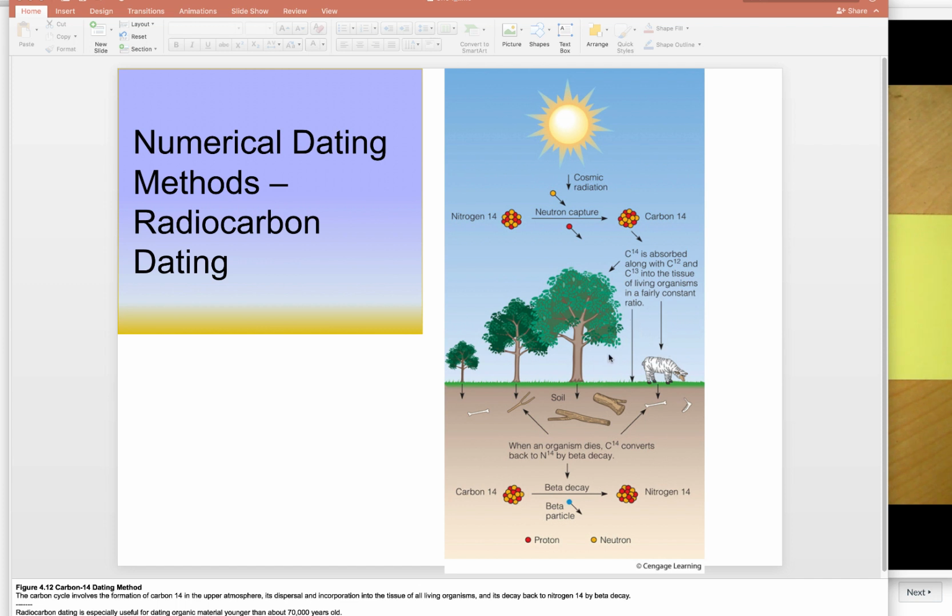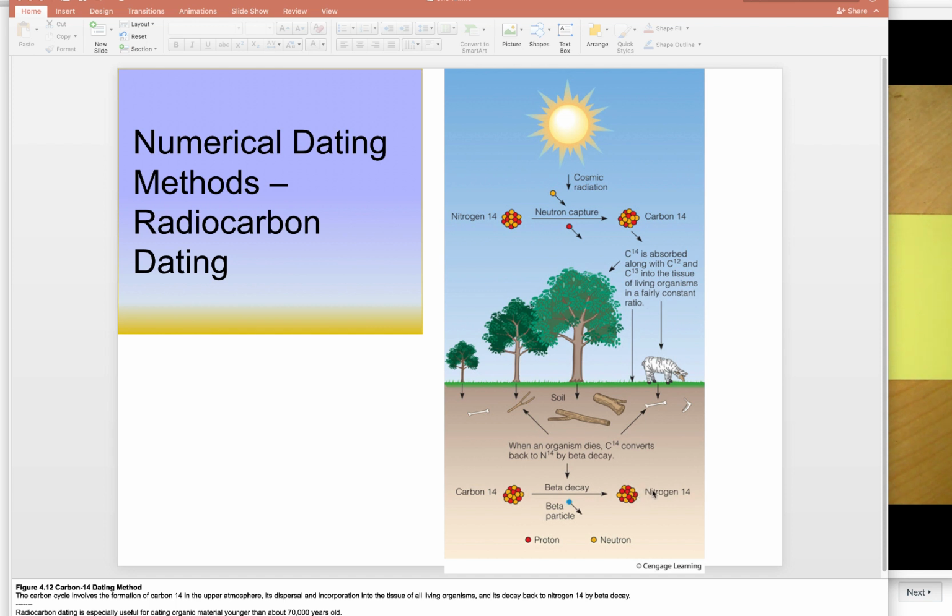So as long as the organism is alive, because it's continuously being formed at a relatively constant rate in the upper atmosphere, every living thing is getting carbon-14. As soon as the organism dies, then the decay process begins. The atomic clock starts, and we begin to accumulate nitrogen-14, because carbon-14 will decay by beta decay back to nitrogen-14. And so that's where the atomic clock begins. So, and then that's how carbon dating works.